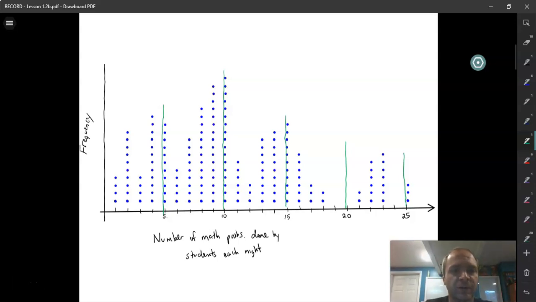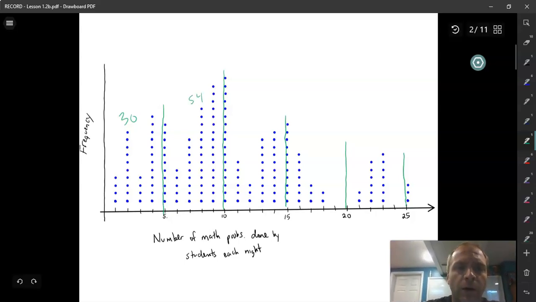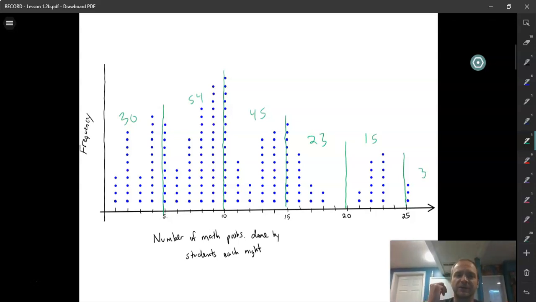In the first one, if we do a quick count, that looks like we have about 30 here, and I'll write that. The next one looks like we have about 54. This one, maybe we have about 45. Quick count there, carry the one, looks like 23, looks like 15. This one's a lot easier to count, looks like 3. So those are our counts.